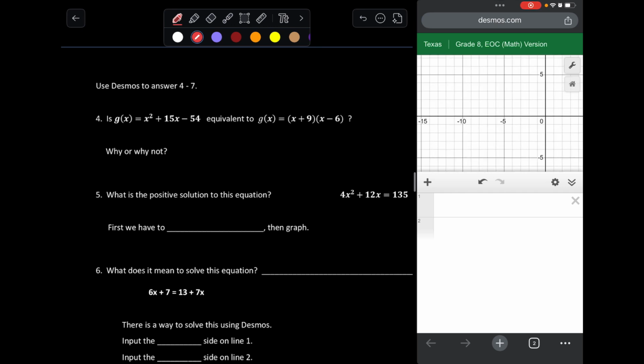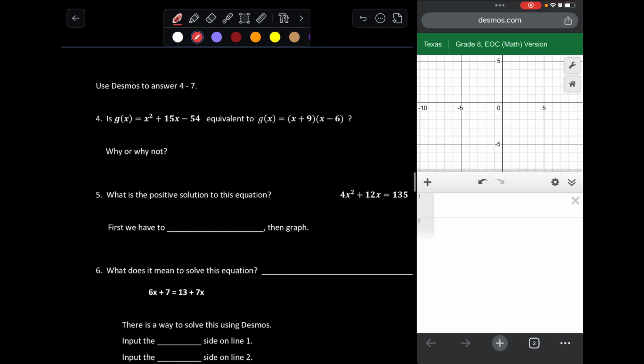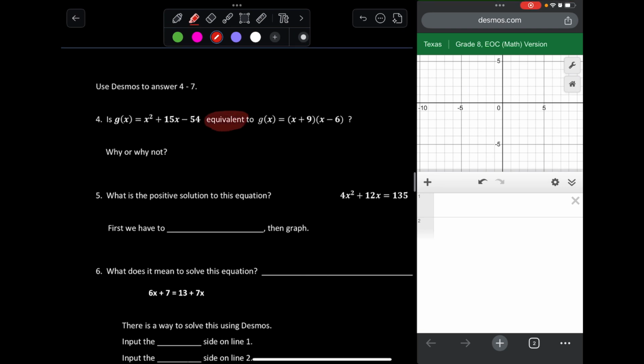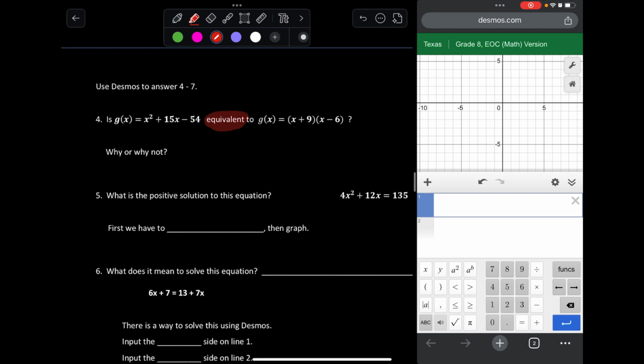I have my Desmos pulled open on the right side. This first question says, is g of x equals x squared plus 15x minus 54 equivalent to g of x equals x plus 9 times x minus 6? The key word here is equivalent. Equivalent means equal. Equal means the same. So you're going to have to plug both of these equations into your Desmos. I'm going to go ahead and plug it in.